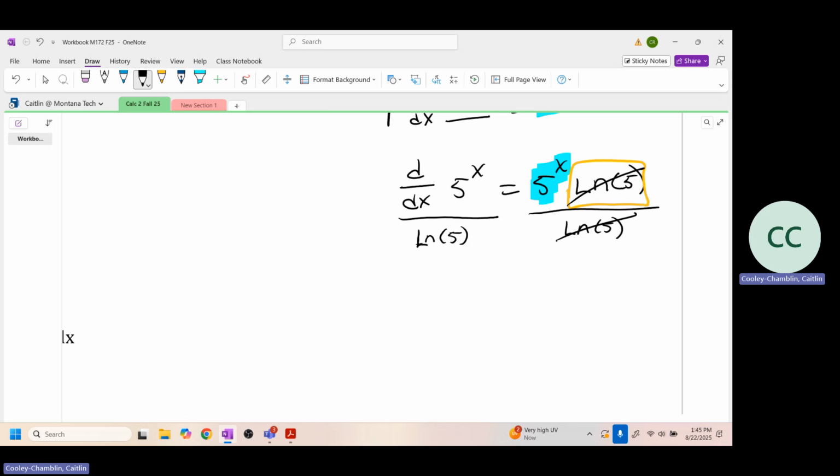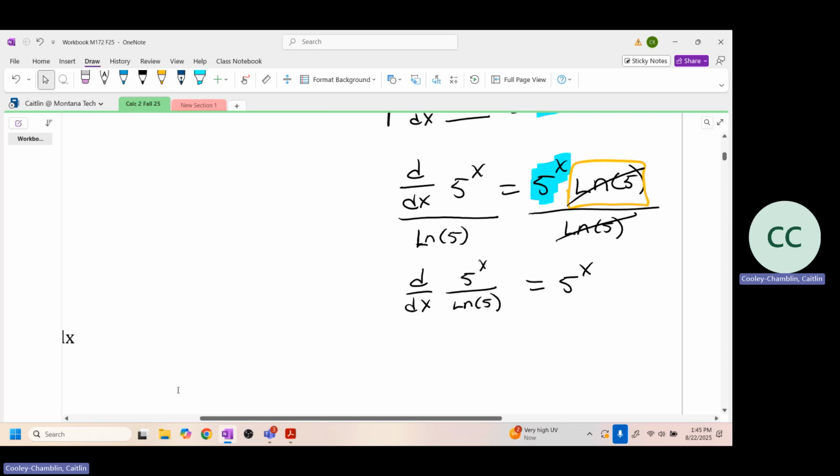Since this is a derivative, I can bring that ln of 5 into the derivative, or I can stay out of the derivative using our derivative rules. And so the derivative with respect to x of 5 to the x over ln of 5 is 5 to the x.